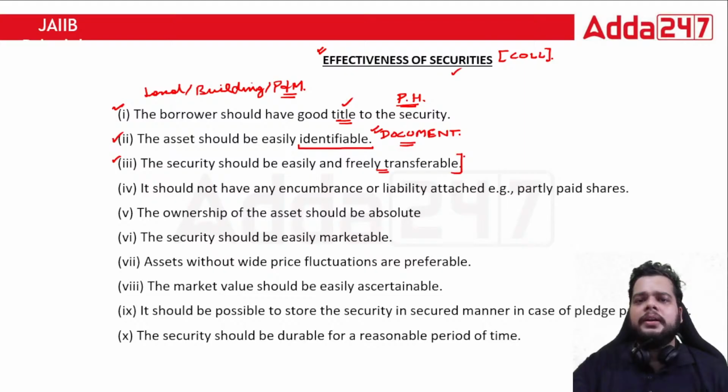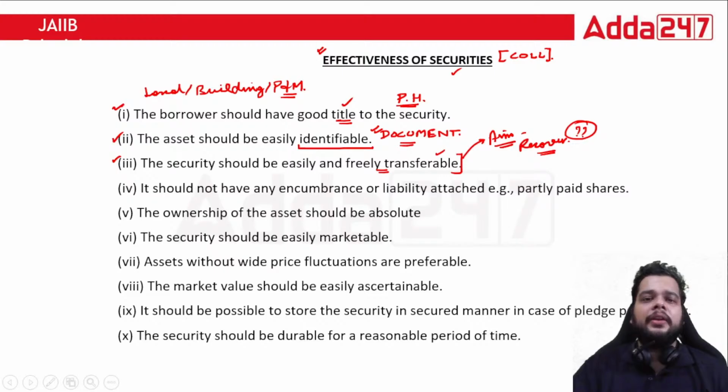Now, the major aim of why banks want the security is just to recover their amount. If they are unable to transfer the property in their name after the recovery process has been initiated, how do you think banks will be recovering this amount? So it must be easily transferable. It should not have any encumbrance or liability attached. Example, partly paid. Talk about a patch of land. Let's just stick to that example only. You can have the example of shares also, but since we are talking about land only, let's stick to that.